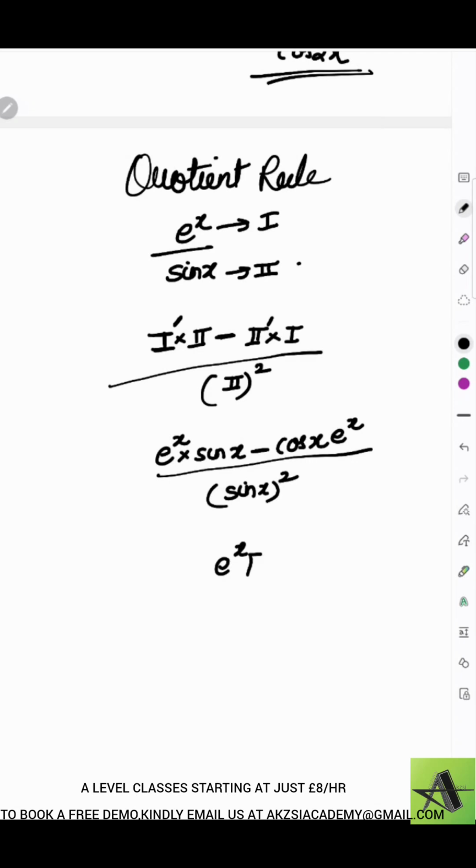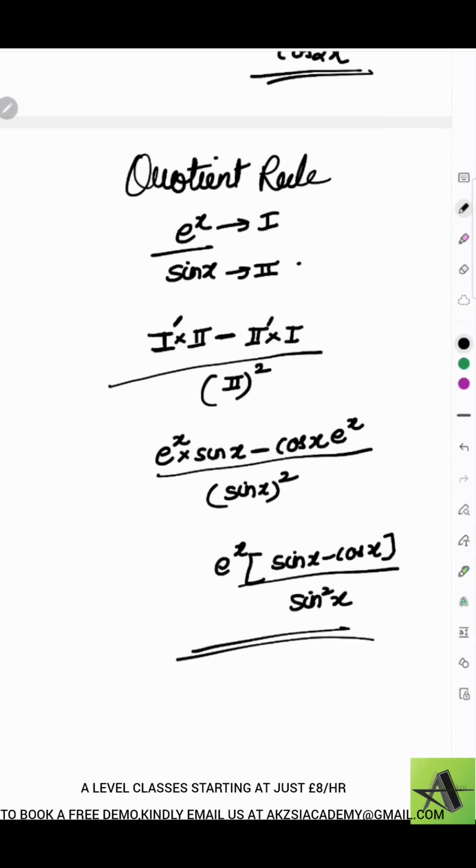Now I can take out e to the power of x as common. It's sin x minus cos x over sin squared x. And that's your final answer.